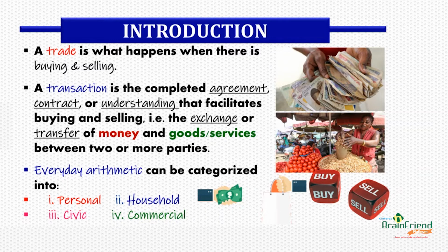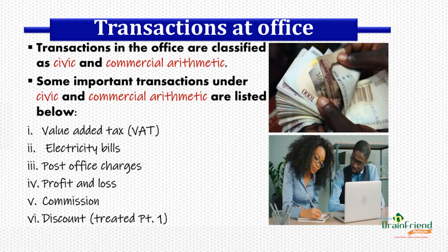Let's go on in this lesson to find out the transactions that take place in the office. Transactions in the office can either be categorized as civic arithmetic or commercial arithmetic. Now, under this arithmetic, we have value added tax, electricity bills, post office charges, profit and loss, commission, and discount.